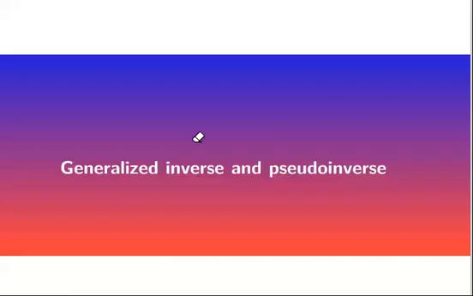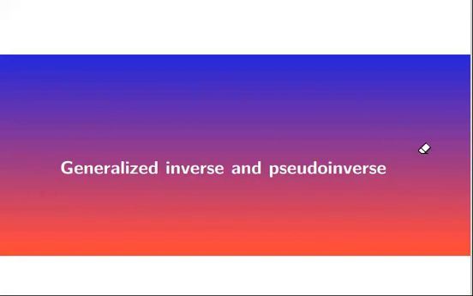Yeah, so today we are going to discuss the generalized inverse matrix and pseudo inverse of, let's say, any kind of matrix A. So how do you find the generalized inverse matrix or pseudo inverse for any matrix, right?